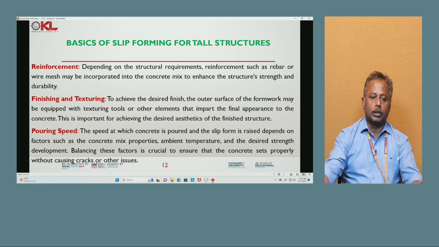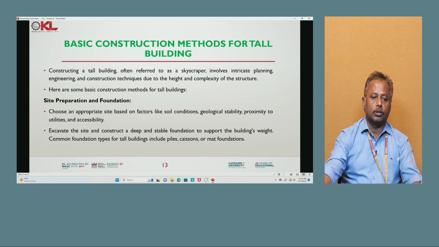Next, pouring speed. The speed at which the concrete is poured and the slip form is raised depends upon factors such as concrete mix properties, ambient temperature and desired strength development. Balancing these factors is crucial to ensure the concrete sets properly without causing cracks or other issues.